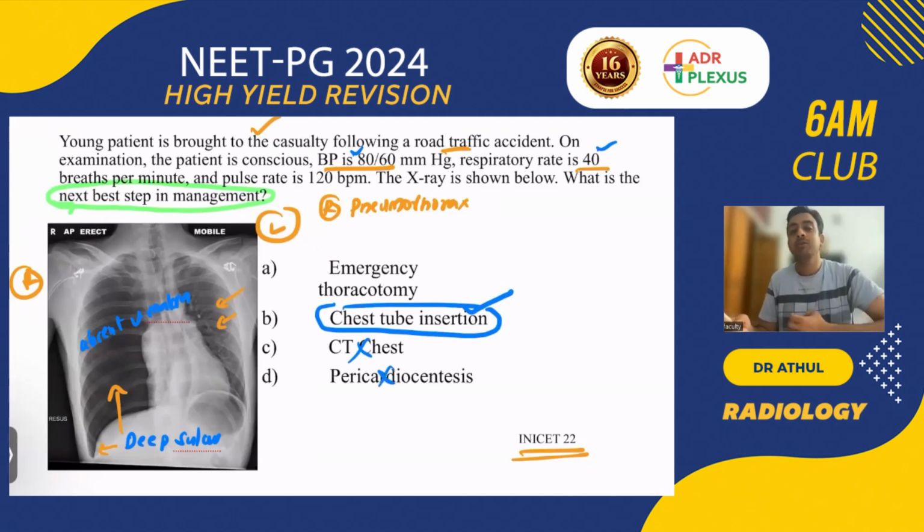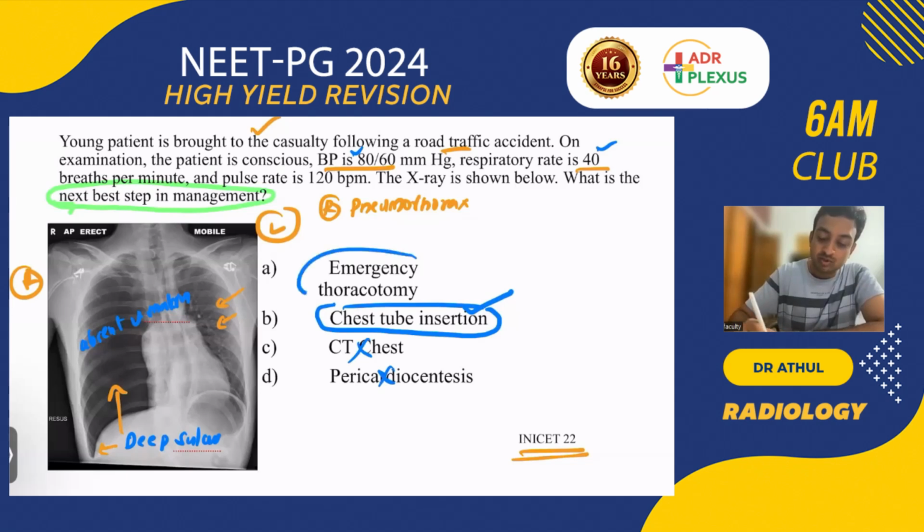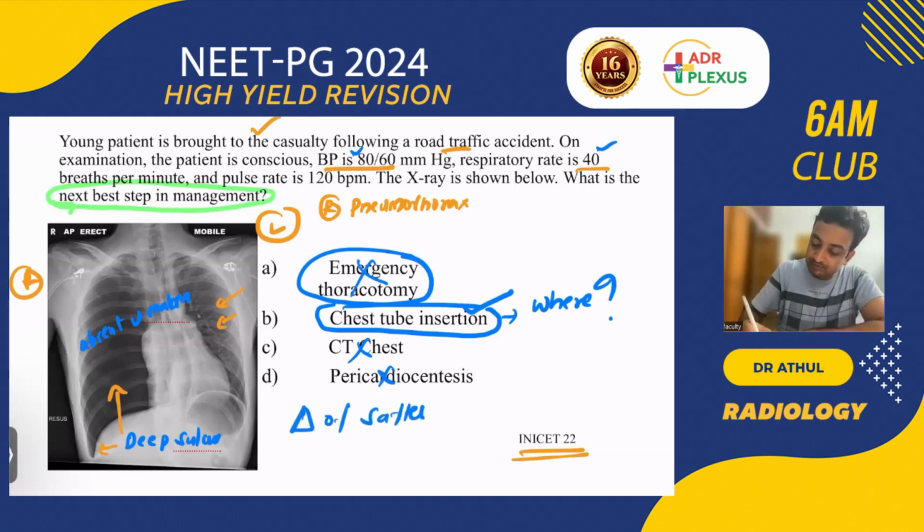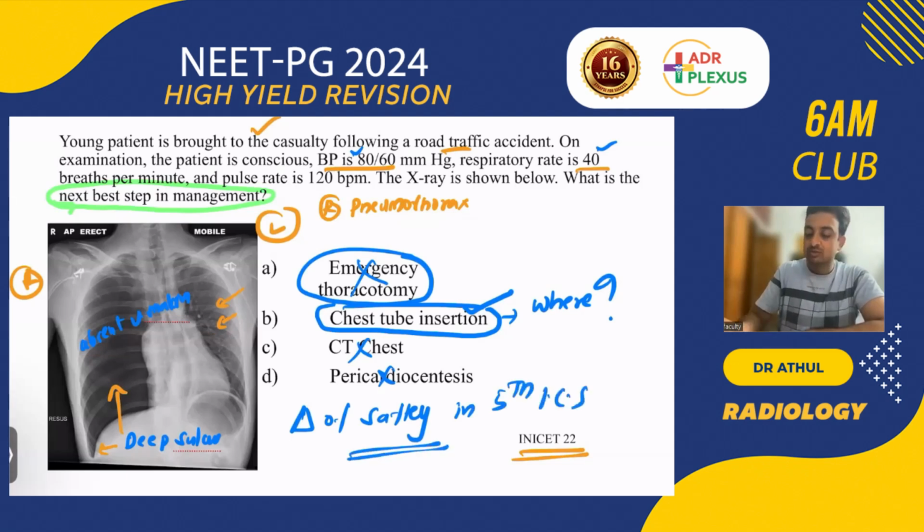Pericardiocentesis will be done for which condition? Pericardial tamponade or pericardial effusion. Emergency thoracotomy is not needed here. What you have to do is put a chest tube. Where will you put the chest tube? That will be the other question. At which intercostal space, 1, 2, 3, or 5? We have to put it in the triangle of safety. Okay, so these are the questions.